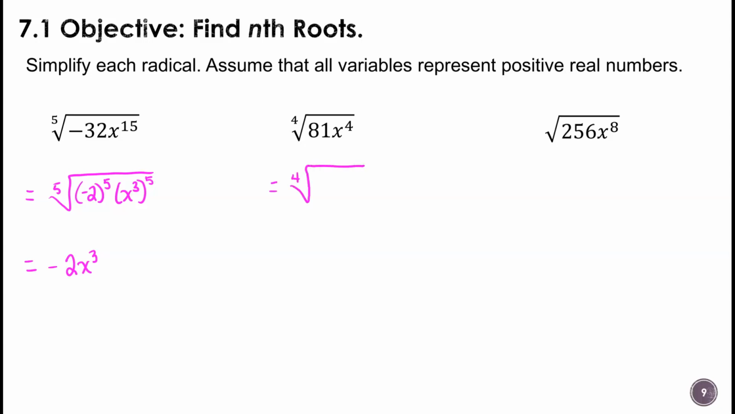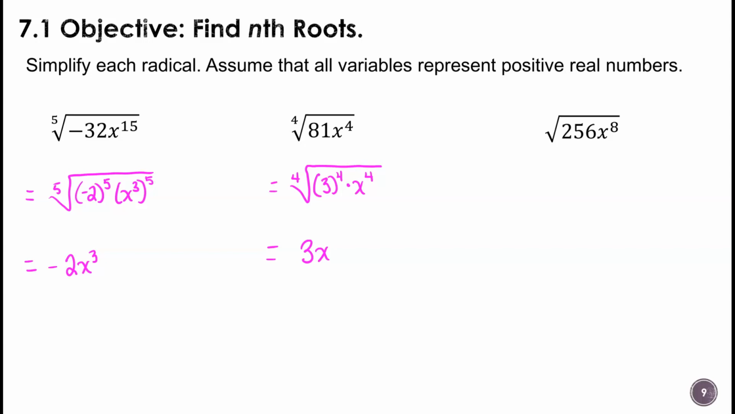Now we're looking at a fourth root. So 81 is, and you guys can always just start dividing to figure this out or use your calculator, because if it's a perfect fourth power, then you're going to be able to use your calculator easily. 81 is 3 to the fourth power, and then it's already x to the fourth power, right? So this answer is simply 3x.